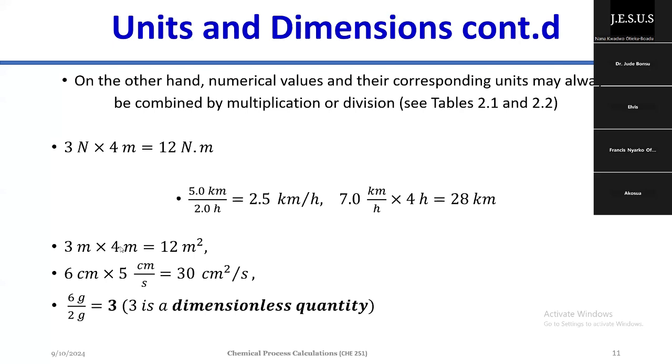We also have dimensionless quantities. So when you have a mass over mass, such as 6 grams over 2 grams, the grams and the grams cancel out. You are left with 3. This 3 here has no units. In such a case, we say this quantity is a dimensionless quantity. The reason we say it's a dimensionless quantity is because it's actually a quantity sometimes. So you have something like mole fraction and mass fraction. They're actually quantities, but they are dimensionless.